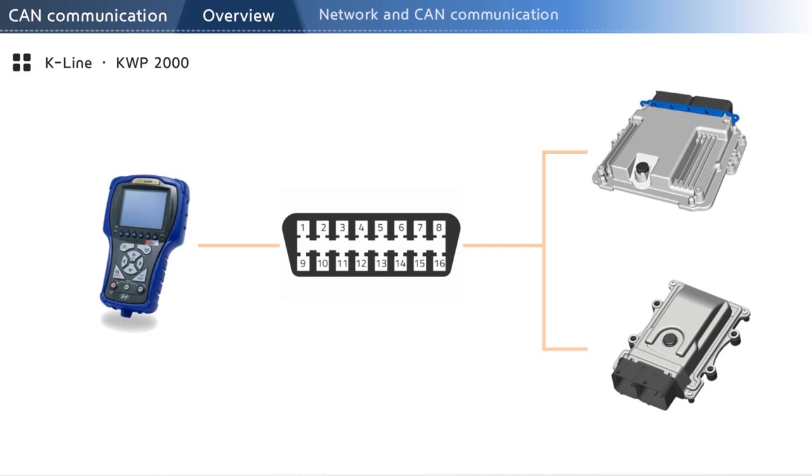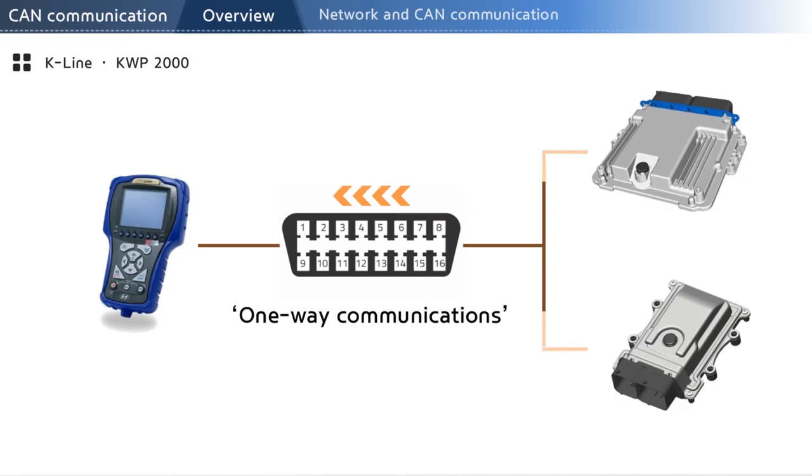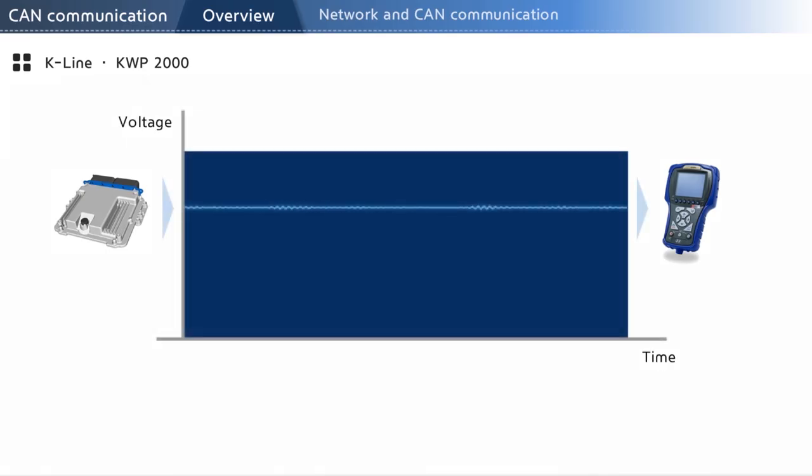Let's take a closer look at each. First off, K-line. This communication is rarely used today. This was used for one-way communications to check the system for faults. The characteristic of signals found in the waveform shows that the controller supplies approximately 12-volt power to the diagnostic device through the OBD connector.